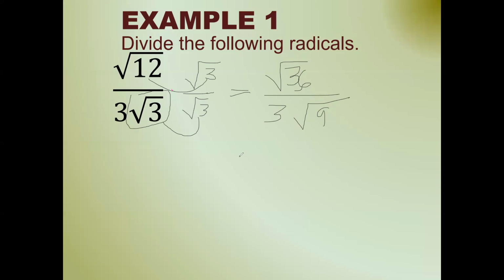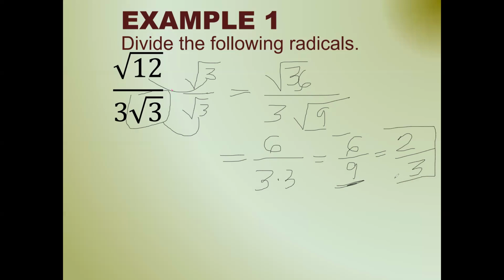Simplify natin. So square root of 36 is also equals to 6. Ang sa baba naman, 3 times square root of 9 is 3. So 6, this is 6 over 9. Now this is not yet in simplest form. So we have to simplify this one. Lowest term natin, ang lowest term niyan ay 2/3. Divide natin by 3. So final answer is 2/3. Yan.